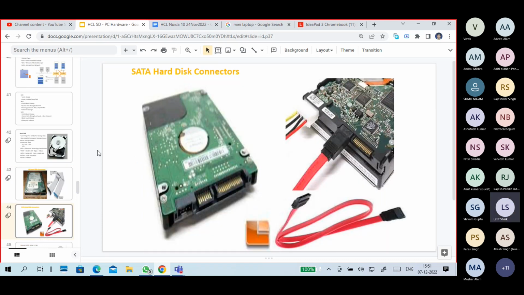See, this red wire you can see is a SATA cable. This is a hard disk, and we are able to connect this hard disk to the motherboard using this SATA cable. One end goes to the hard disk, the second end goes to the motherboard. If you see in this picture, this is the data connector and this is the power connector. This hard disk has two types of interfaces.